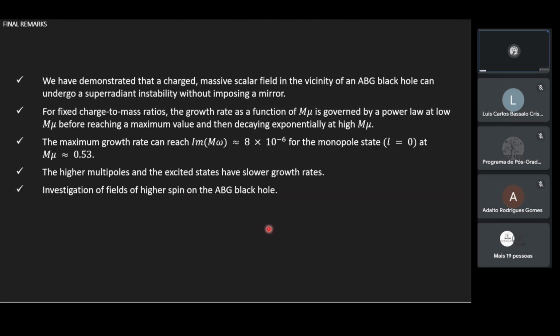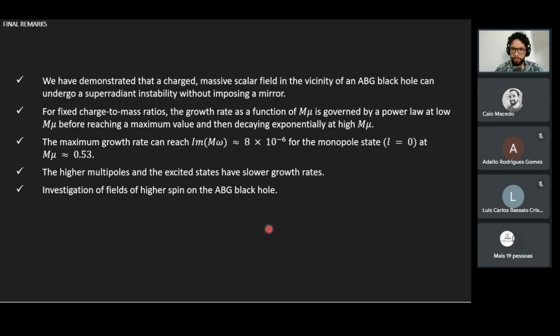Hi, Luis. Thank you very much for the presentation. I have a question regarding the time scale of the instability. Can you show it again? How do you compare this time scale with the usual one that exists in Kerr? If I'm not mistaken, the time scale is a very long time, right? 10 to minus something, right? Do you have it here?